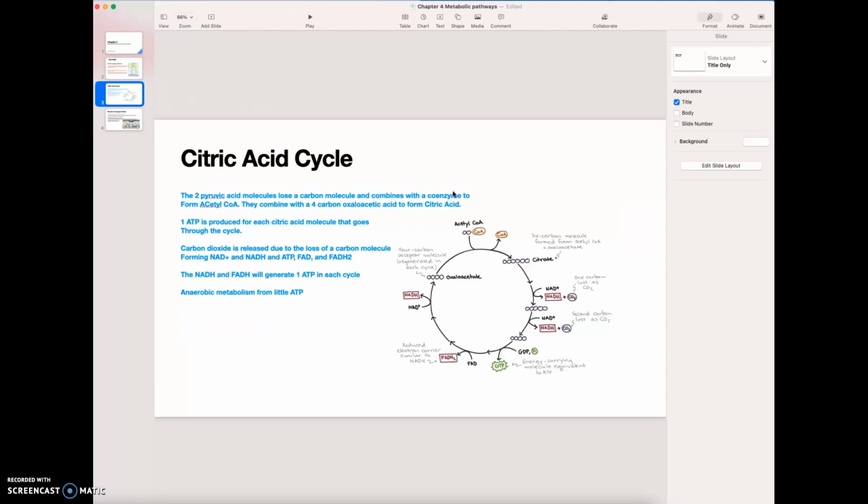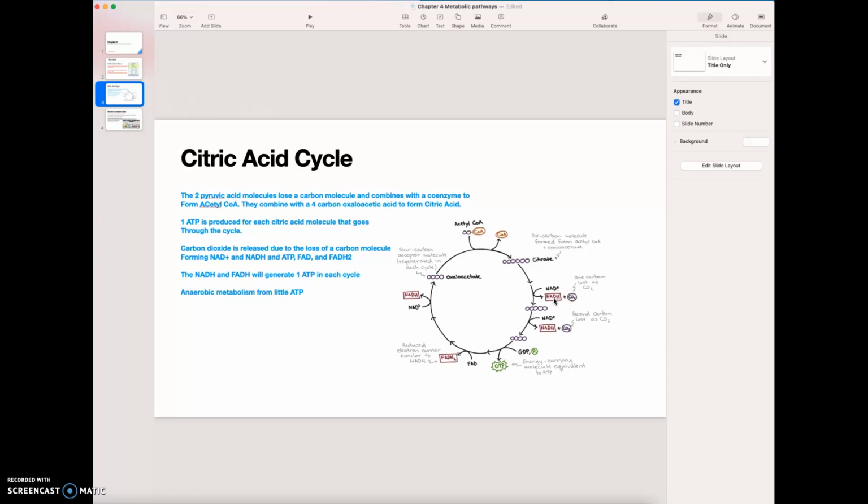The citric acid cycle. The 2 pyruvic acid molecules lose a carbon molecule and combine with a coenzyme to form acetyl-CoA. And then they combine with a 4-carbon oxaloacetic acid to form citric acid, which is displayed here as citric. Then carbon dioxide is released due to the loss of a carbon molecule. The carbon molecule lost becomes carbon dioxide, and that happens twice because there are 2 cycles in the citric acid cycle.